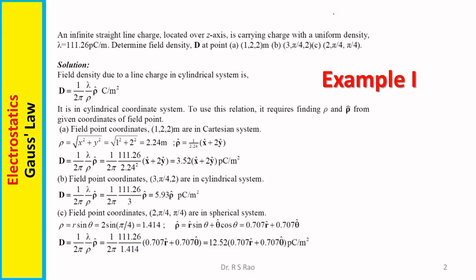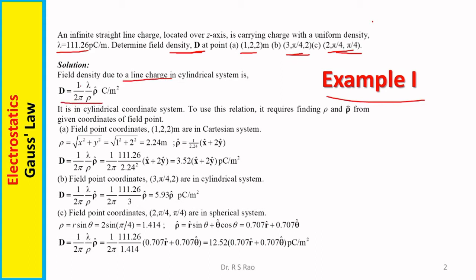To begin with, we consider a problem, example 1. An infinite straight line charge located over the z-axis is carrying a charge with a density lambda equal to 111.26 picocoulombs per meter. Determine field density D at 3 points that are given. Note the first point is in the Cartesian system, whereas the second point is in cylindrical, whereas the third point is spherical. Now field density due to a line charge is given by this formula.